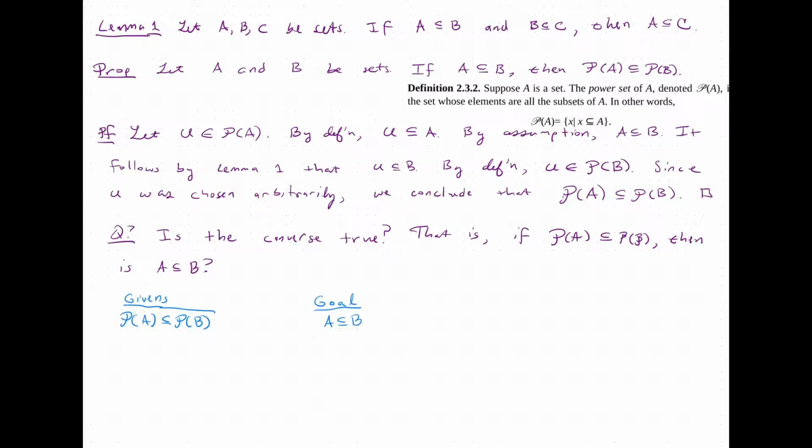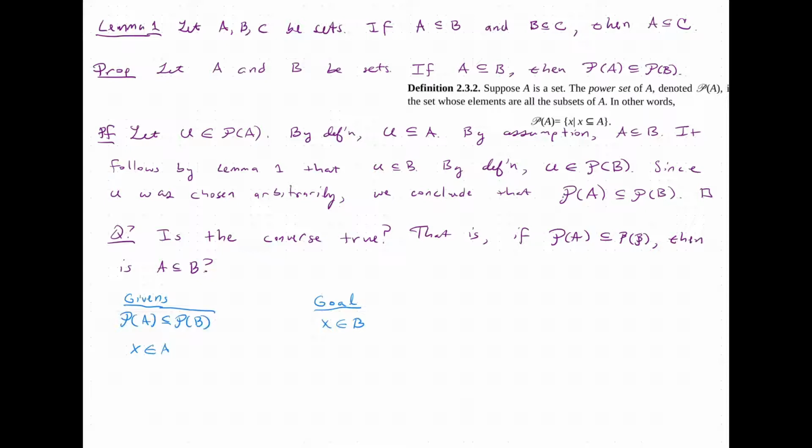And so if we were to prove this, we have our given: the power set of A is a subset of the power set of B, and we want to show that A is a subset of B. So we can choose some arbitrary x in A, and we want to show that x is an element of B. Of B, not the power set, but an element of B. And so we have this here. But now, how do we use this with the power set?